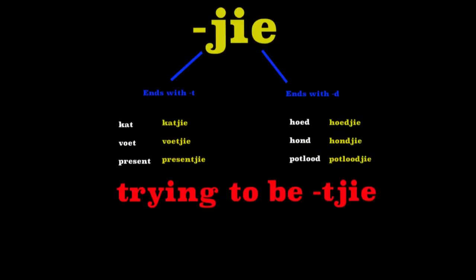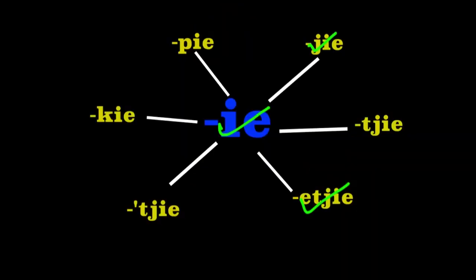So that's the first part of our don't meet that is now taking care of the D and the T. So cat becomes karretjie, foot becomes voetjie, procent becomes procentjie, hoed becomes hoetjie, hond becomes hondjie, potlood becomes potloodjie. We've dealt with ie, we've dealt with etjie, and we've dealt with jie. So now we're going to look at tjie, the sound that jie is so desperately trying to be.